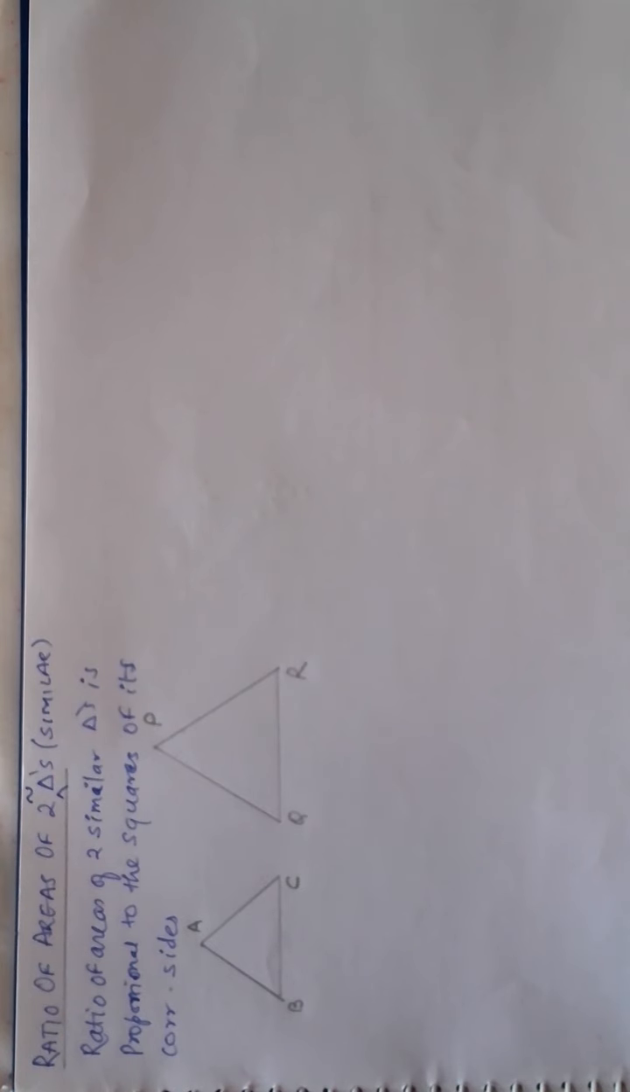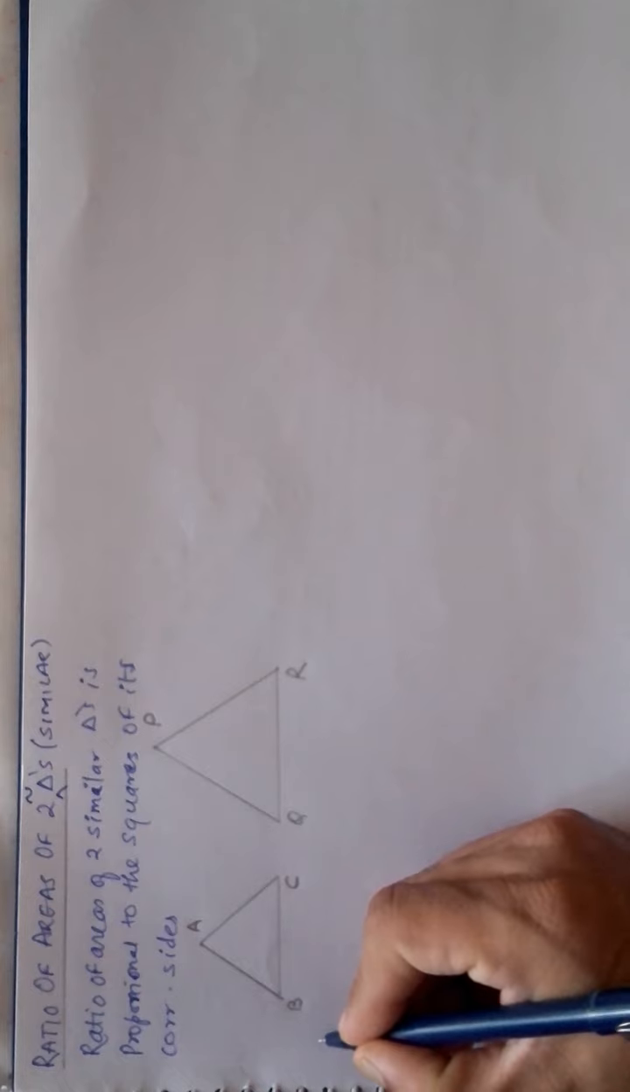Apart from this, I will be deriving some other concept from this also, which will be useful for us in solving part. Now if I read the statement, I need to take the ratio of areas of two similar triangles. That means I must have been given two triangles which are similar.